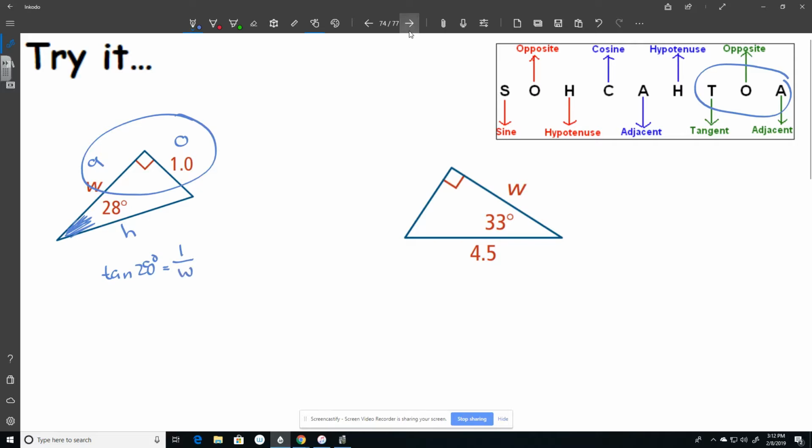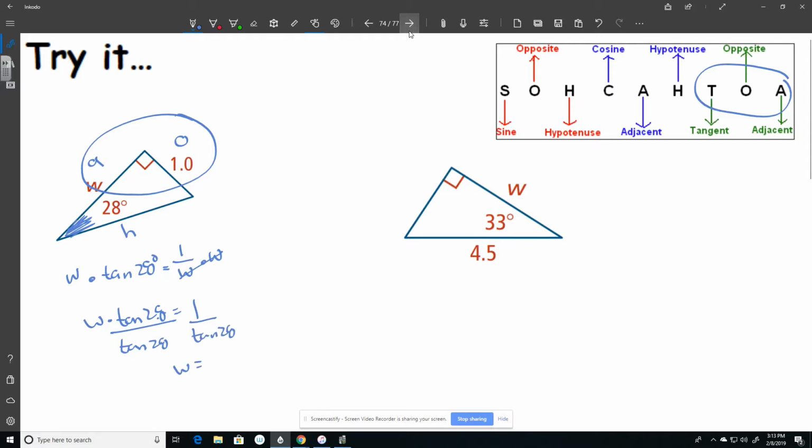Now, a lot of kids panicked today when they saw this W on the bottom. What's the opposite of dividing by W? You just times by W over here to make that go away. And then I times by W on this side, and that makes my W move over to here. So I've got W times tangent of 28 equals 1. Now I want to get W by itself. And right now it's being multiplied by tangent 28. So I'm going to do the opposite. I'm going to divide by the tangent of 28 on both sides.